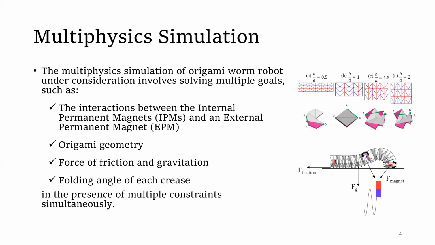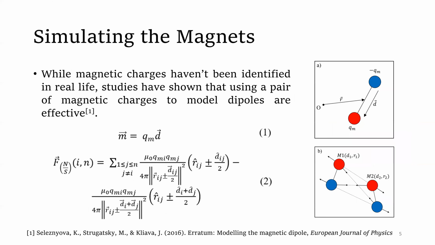The goals involved here are to model the following: internal and external permanent magnet interactions, origami geometry, gravitation and frictional force, and the folding in each crease. Magnetic dipoles are the fundamental components in magnetostatics.